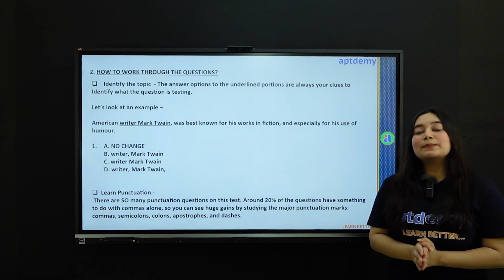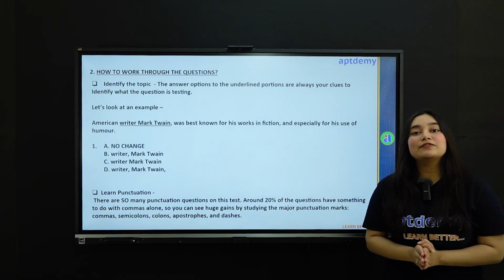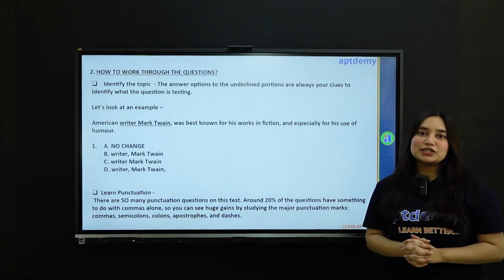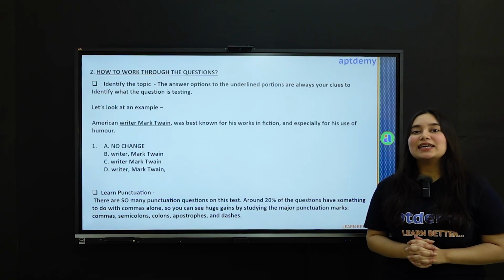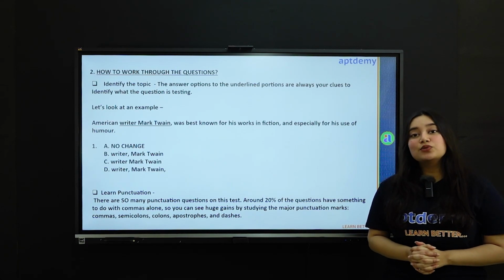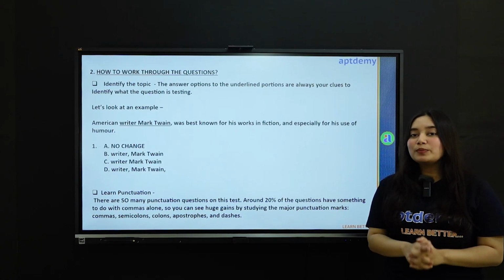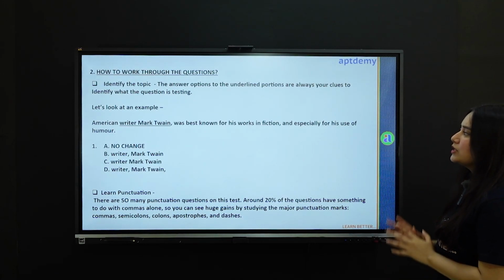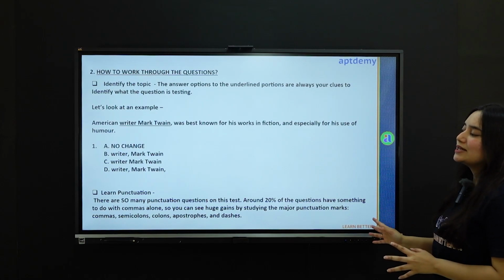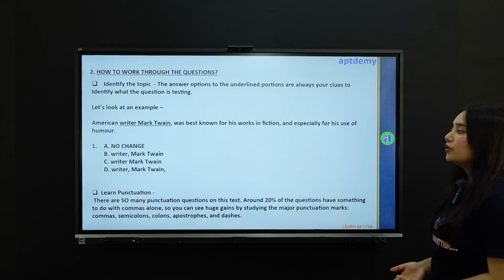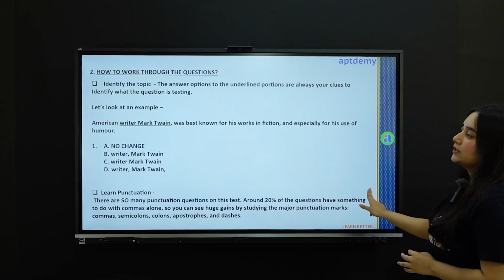Now fun fact, punctuation comes in 20% of the questions that you will see in the ACT. So that means you can score high marks if you get your punctuation right. So practice your punctuation. Once you know what the question is testing you on, the solving process becomes easier.